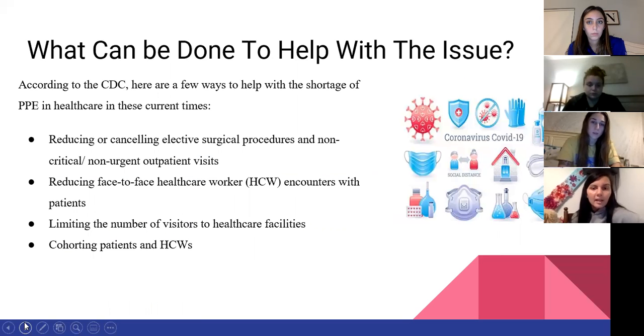What can be done to help with the issue? According to the CDC, here are a few ways to help with the shortage of PPE in healthcare in these current times. Reducing or canceling elective surgical procedures and non-critical, non-urgent outpatient visits. Reducing face-to-face healthcare worker encounters with patients. Limiting the number of visitors to healthcare facilities or cohorting patients and HCWs.